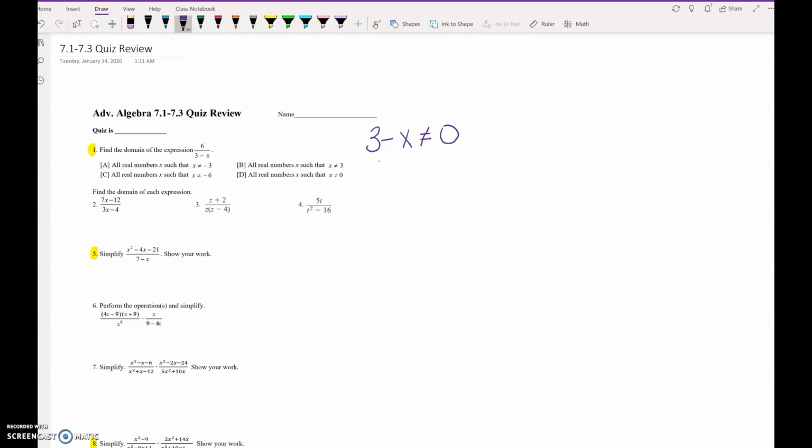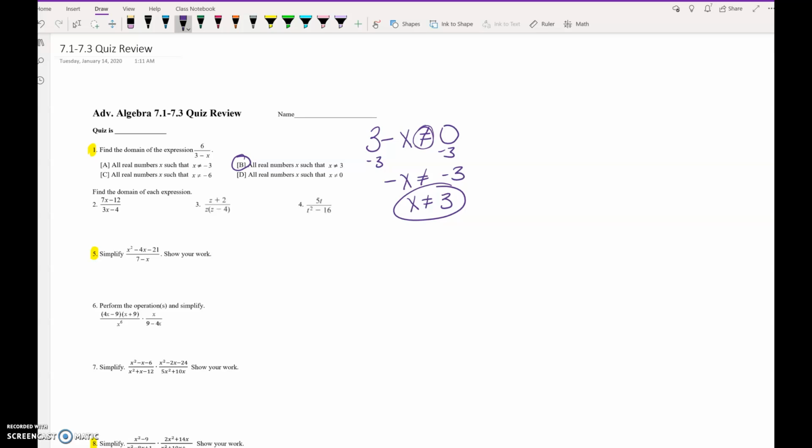So if that x was 3, that is the number that x can't be. So x can't be 3, that means that B is our correct answer. So on a problem like number 1, put the denominator not equal to 0 and solve that. So if you actually solved this, you would subtract 3 on both sides, get negative x can't equal negative 3, which means x can't equal positive 3. That's how you would solve that problem.